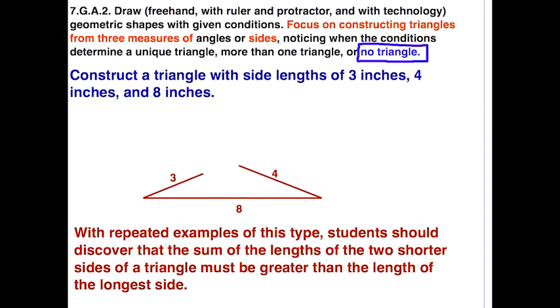With repeated examples of this type, students should discover that the sum of the lengths of the two shorter sides of a triangle has to be greater than the length of the longest side. So here the two shortest sides, 3 and 4, that's a sum of 7, which is shorter than our length of 8 for the longer segment. So this wasn't possible because, again, the sum of the two shorter sides of the triangle has got to be longer than the longest side.